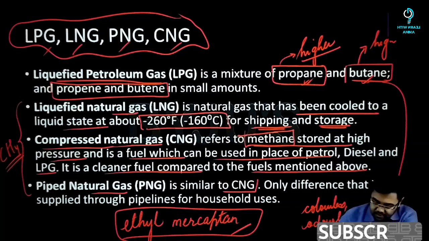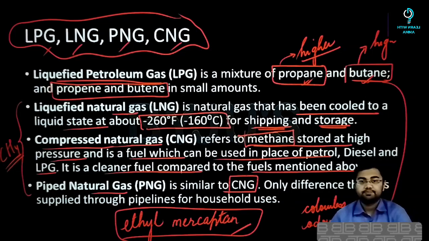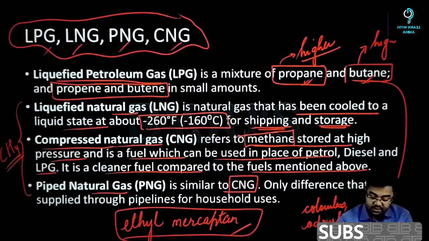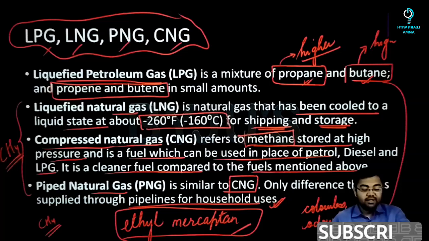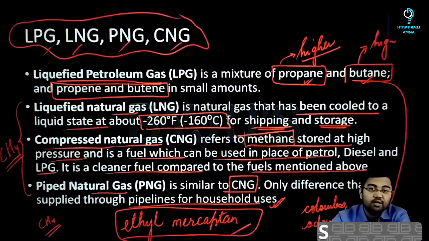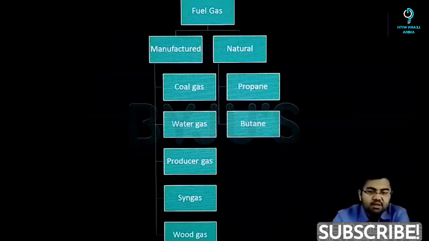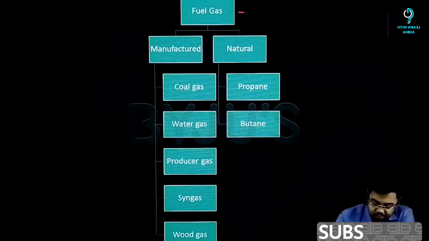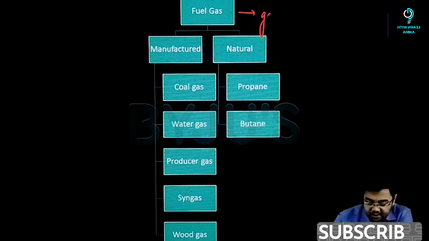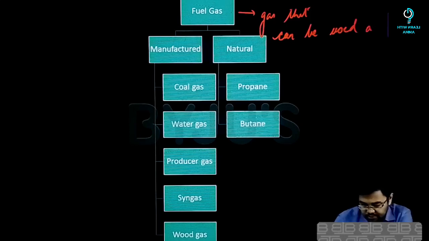This is very similar to CNG, and the only difference is that it is supplied through pipelines for household uses. Again, as I've already said, all these three are primarily made of methane. The main constituent for all these three is methane. Now when it comes to fuel gas, and by fuel gas I mean any gas that can be used as fuel.